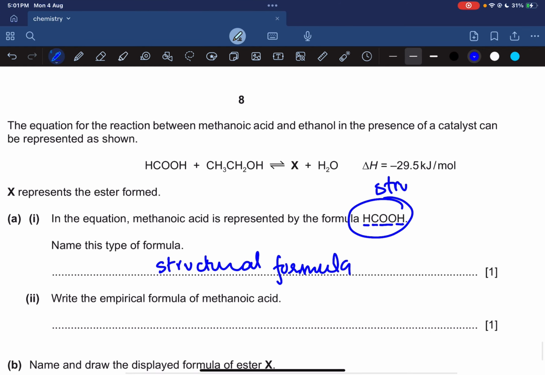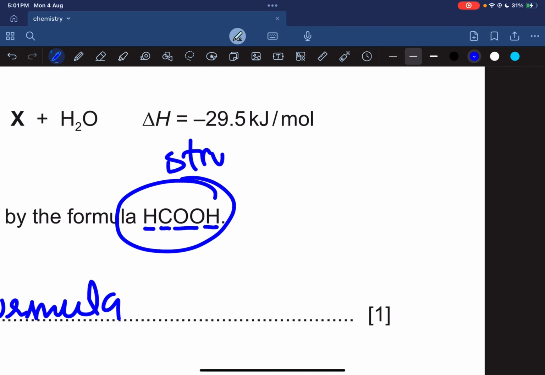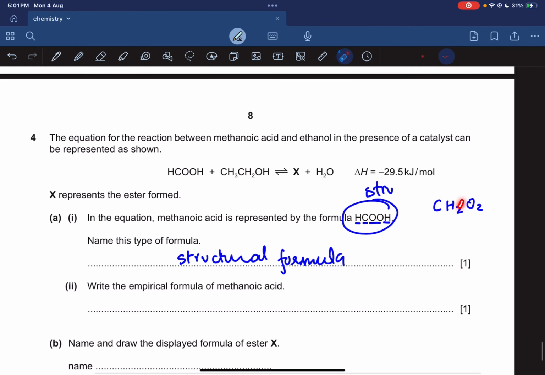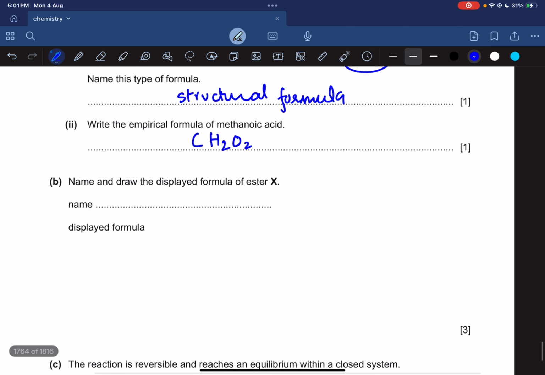Write the empirical formula of methanoic acid. First let's write the molecular formula. Molecular formula is CH2O2. Now if we try to cut it down, we cannot cut it down. So the molecular formula and the empirical formula are going to be the same. So it's going to be CH2O2. You can also write CO2H2, but this feels a bit weird, so CH2O2.